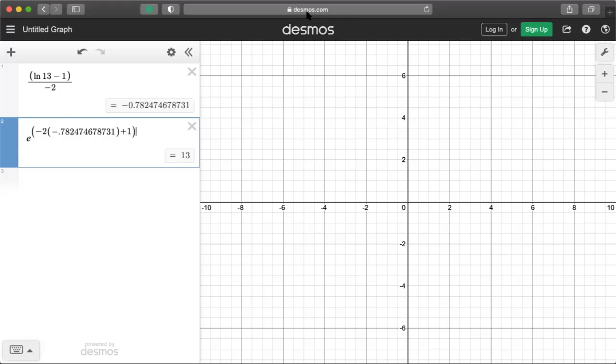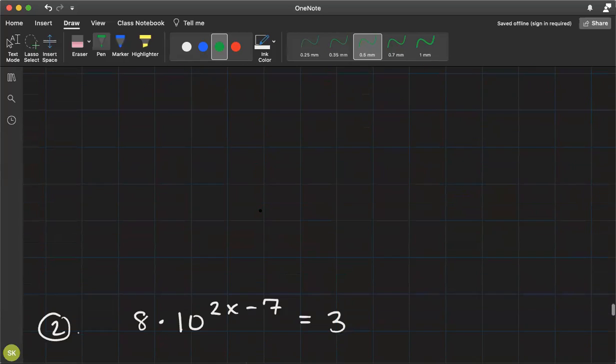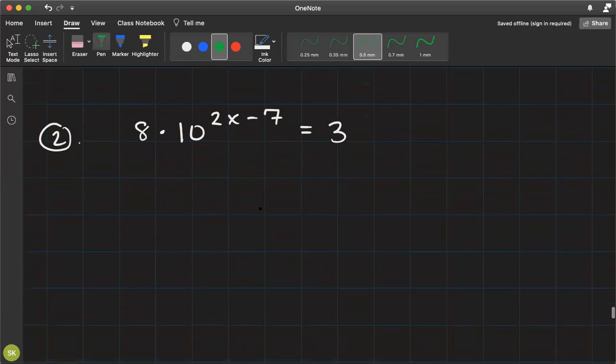Okay, so let's go back, and let's try another one. Okay, here I have 8 times 10 to the 2x minus 7 is equal to 3. So whenever you want to put something in a log, here I'm going to use the common log. What you want to do is you want to isolate this exponential. So let's divide everything by 8. So we'll get 10 to the 2x minus 7 is equal to 3 over 8.